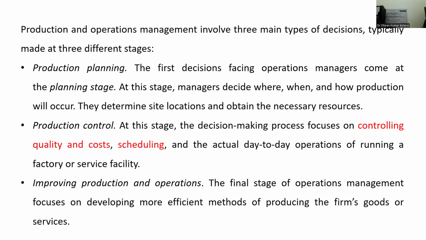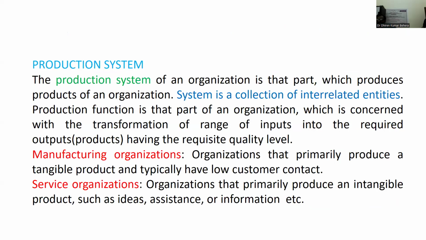So basically, focusing on that, what is a production system? The production system of an organization is that part which produces the products of an organization. In other words, a system is a collection of interrelated entities. It can be complex also. So production function is that part of an organization which is concerned with the transformation of a range of inputs into the required output. Outputs can be in terms of products or services, whatever it may be, having the requisite quality level.